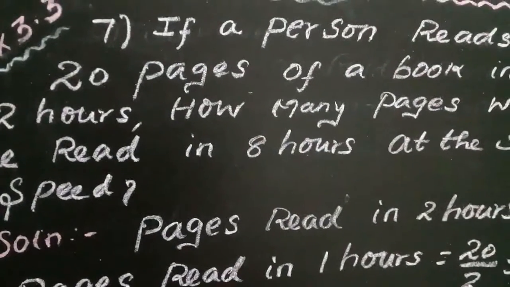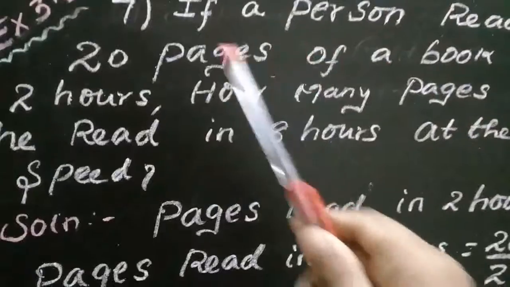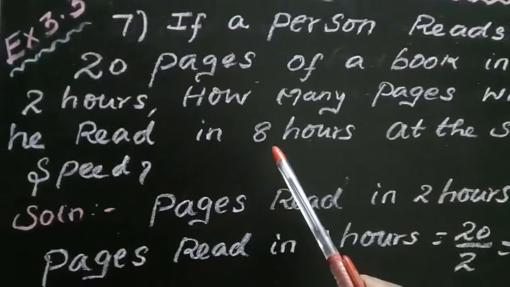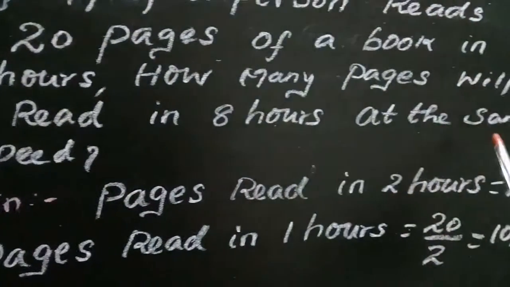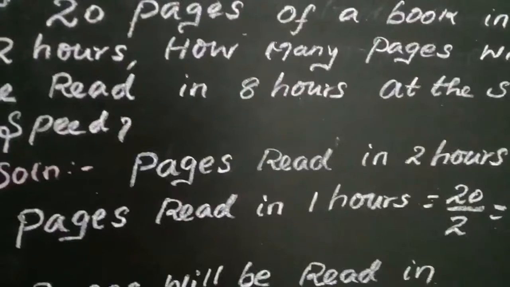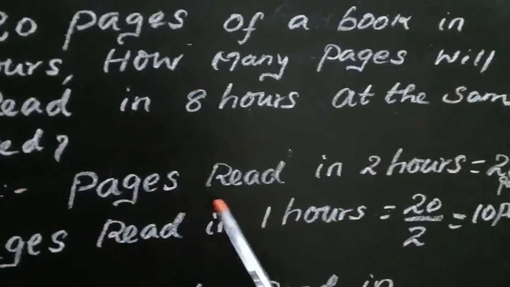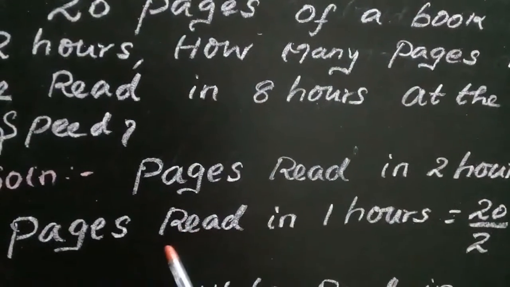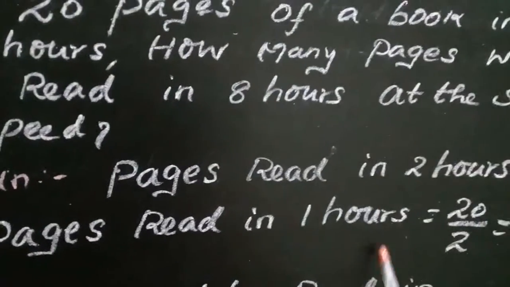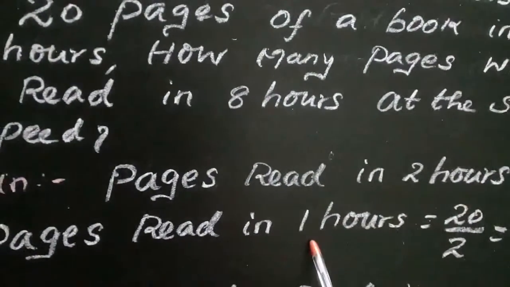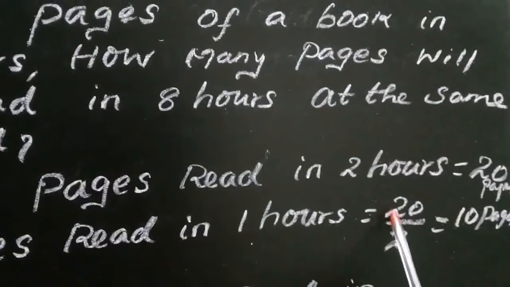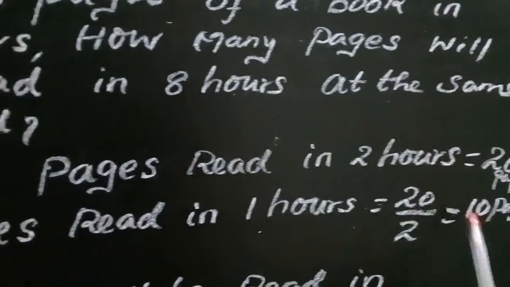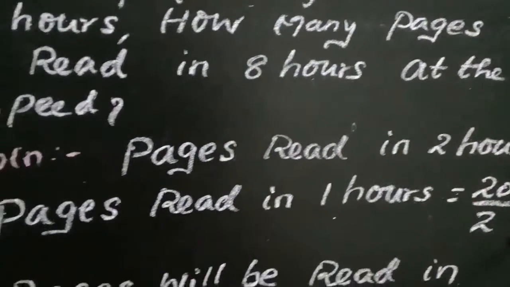Seventh question: if a person reads 20 pages of a book in 2 hours, how many pages will he read in 8 hours at the same speed? Here the given is pages read in 2 hours, 20 pages. First we have to find the pages read in 1 hour. In 2 hours 20 pages means for 1 hour we have to divide 20 by 2. In the 2 table, 2 tens are 20, so 10 pages. So in 1 hour he will read 10 pages.